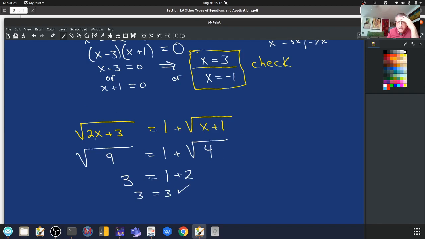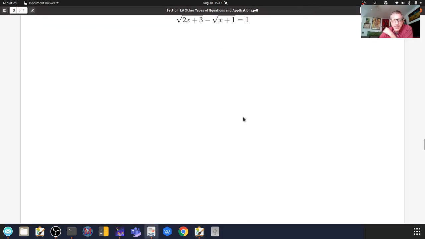Equally, you could check x is equal to minus 1. So that's going to give me minus 2 plus 3. So minus 2 plus 3 is 1, and the square root of 1 is 1. And minus 1 plus 1 is 0, so the square root of 0 is 0, so I have 1 is equal to 1. So both of them turn out to check. Okay, getting close.